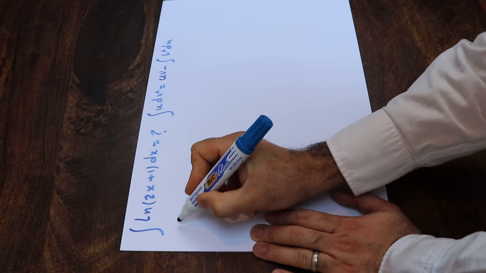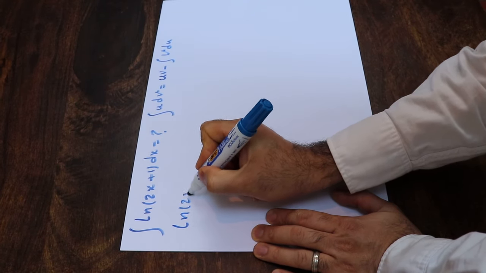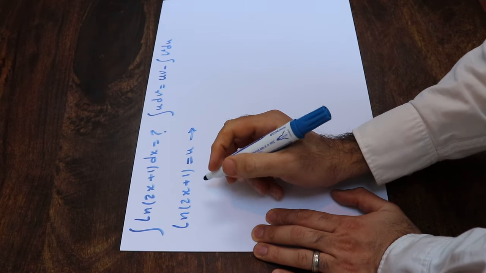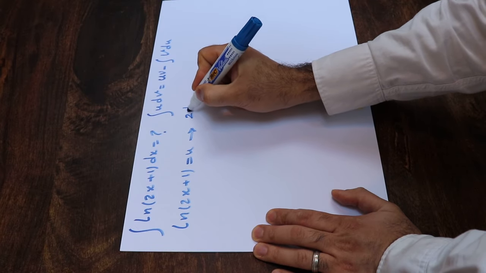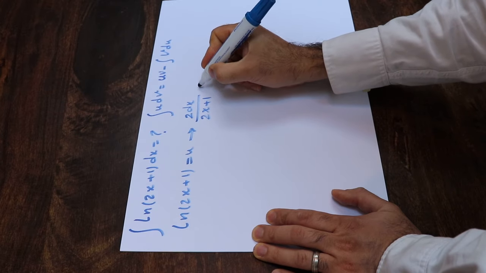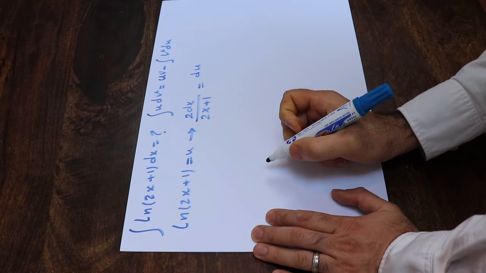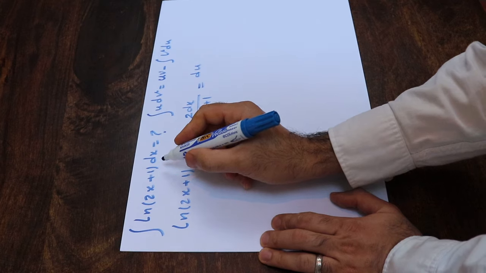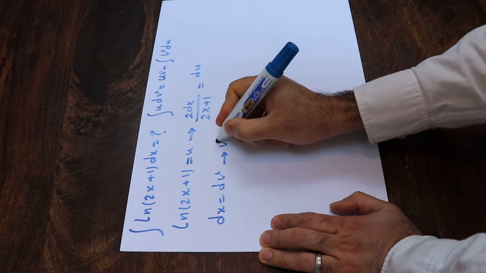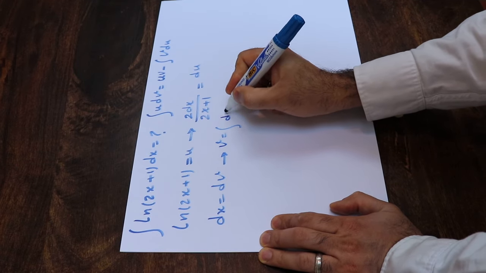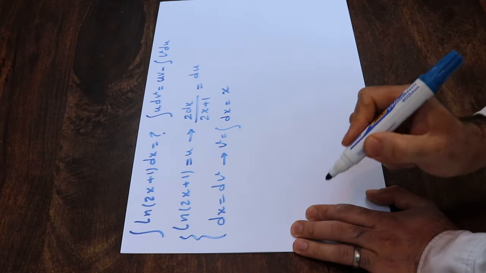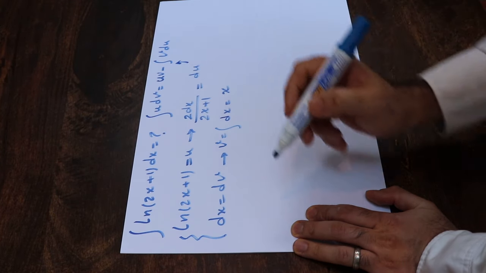Here I define ln(2x+1) as u. Therefore, if you take the derivative of each side of this equation, 2 dx divided by (2x+1) will be equal to du. And if I define dx as dv, then v will be equal to the integral of dx, which is x. So all you need to do here is substitute these expressions into this formula.